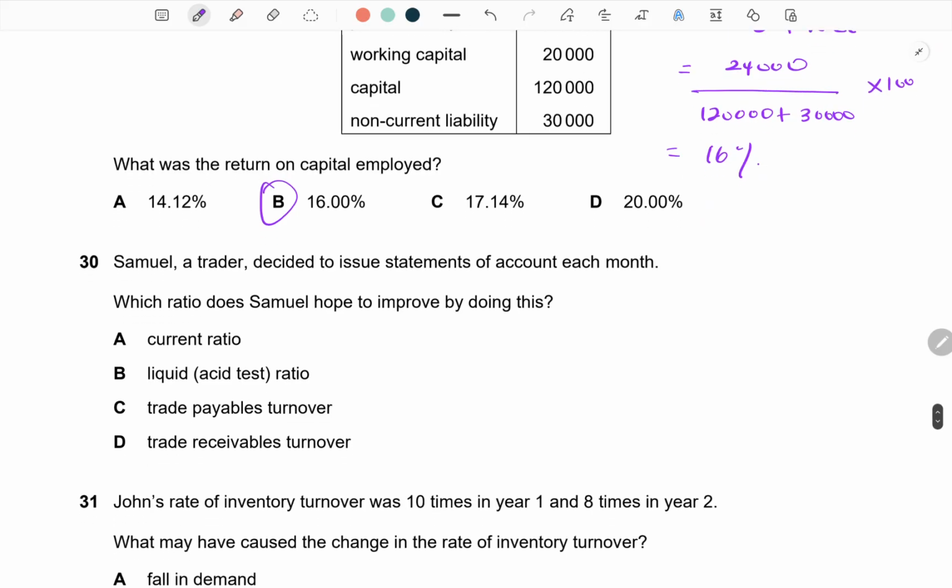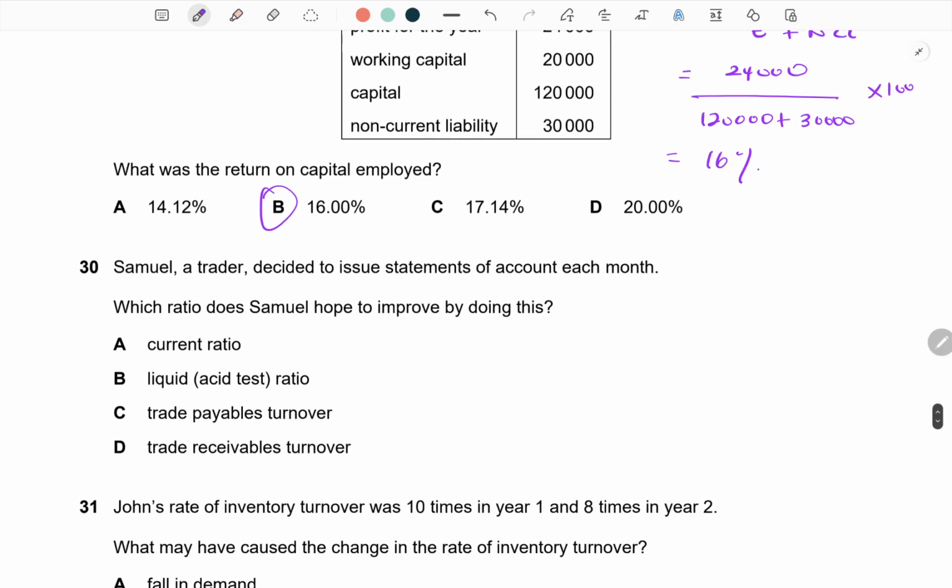Next 30, a trader decide to issue statements of account each month. So which ratio does Samuel hope to improve by doing this? When you issue statement of account, means you issue to who? To your trade receivable. Why? Because you want the customer to pay faster. So basically you want to improve trade receivable turnover.